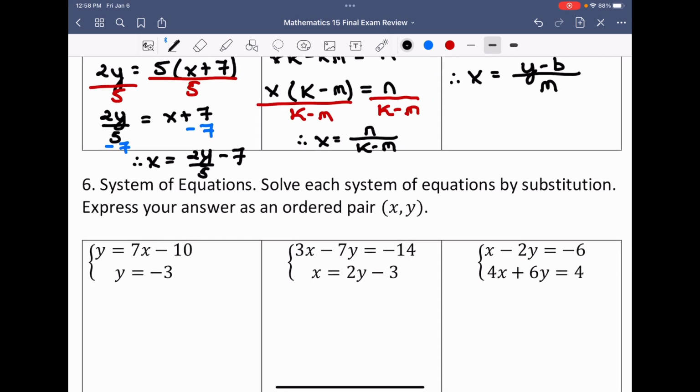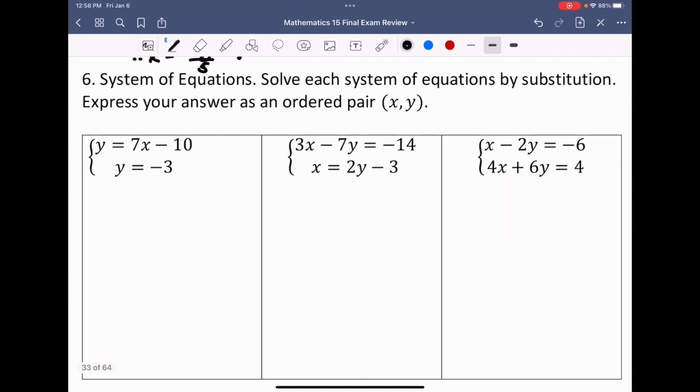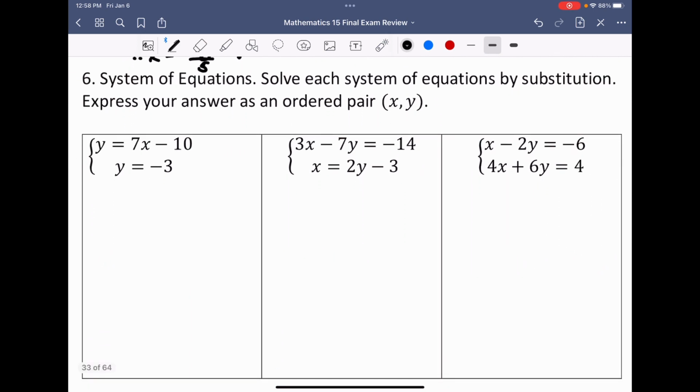All right, now solve the system of equations. System of equations is done by substitution, which in 10C we'll learn a method called elimination. But for what we did in Math 15, we just purely did substitution. Now, here's the big key. Answers must be in an ordered pair of x, y.